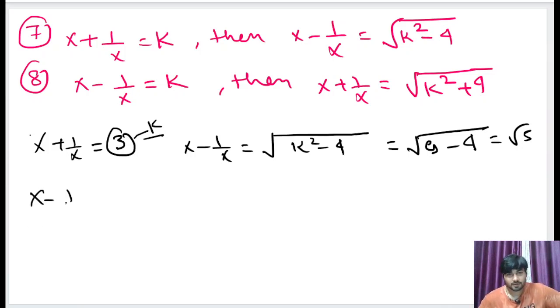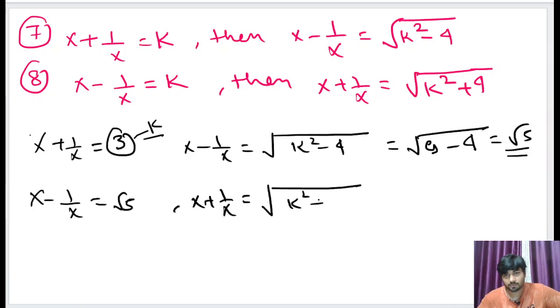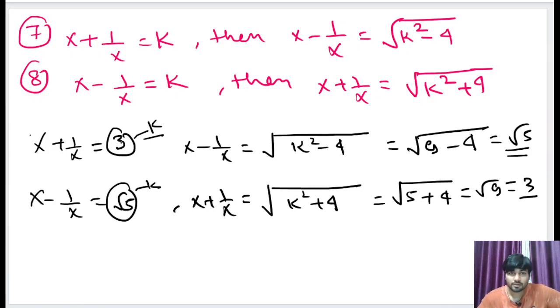In the same way, if x − 1/x is given and you need to find x + 1/x, let's go the other way around and check the formula both ways. x − 1/x is given as √5, the value which we got here, and you need to find x + 1/x. What will the formula be here? √(k² + 4). What is your k? Definitely root 5, so after squaring it, it will be 5, plus 4. It is √9, which is nothing but 3. So your 3 is coming here. Can you see how it works exactly in both ways?